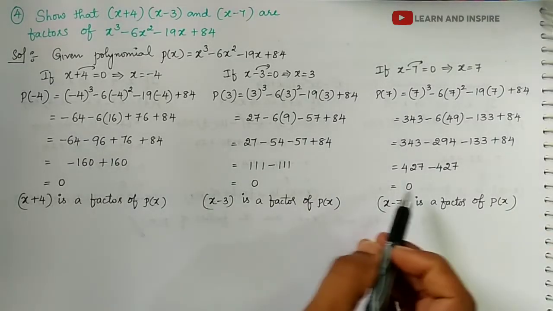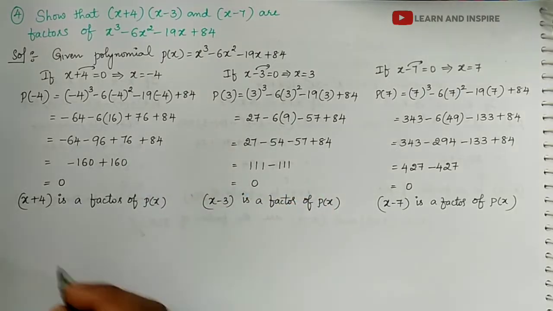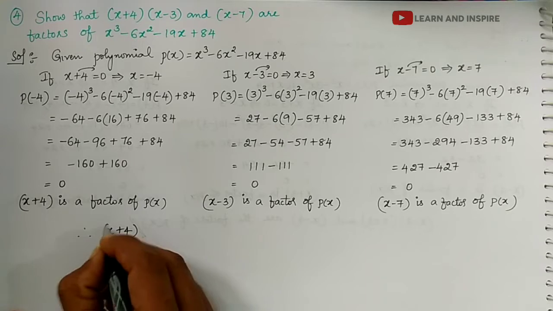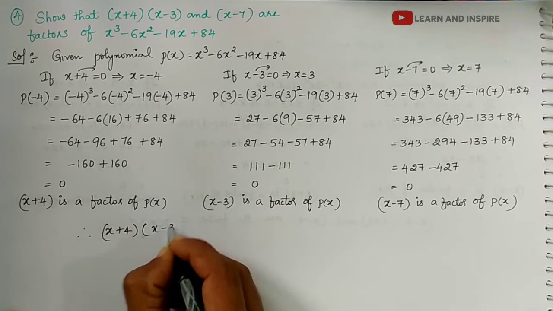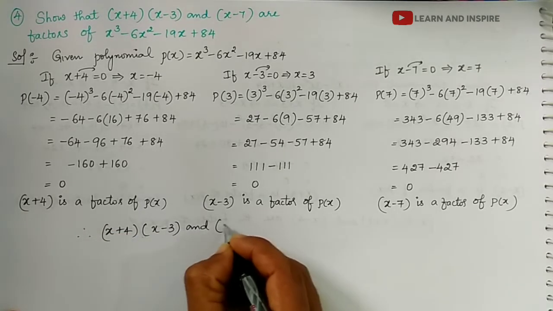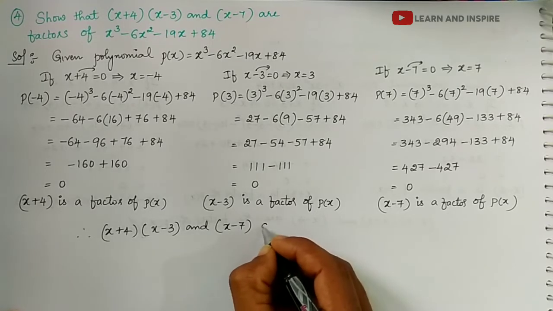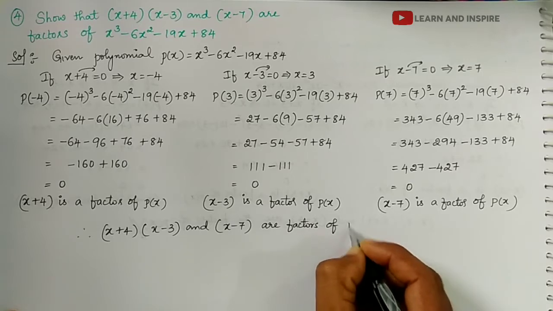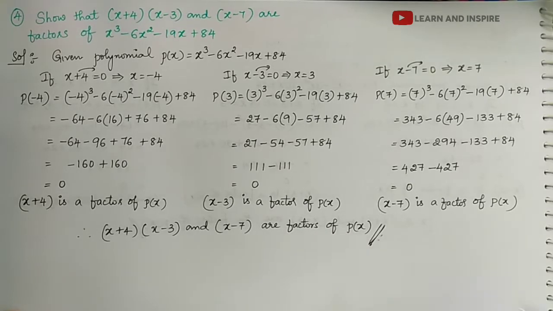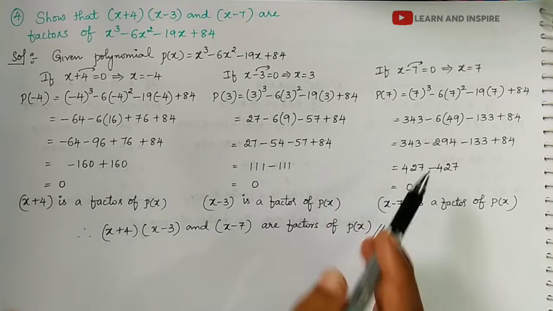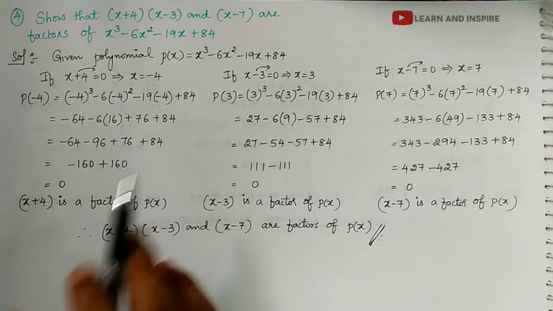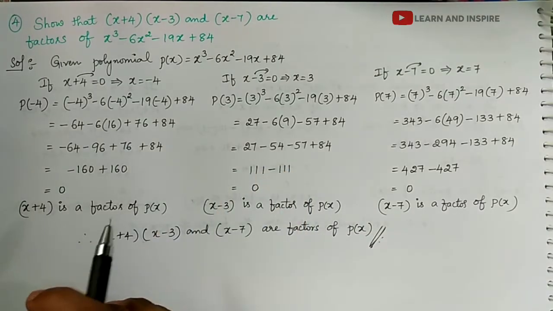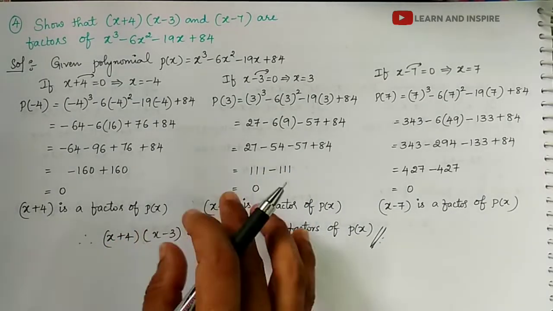So all the three are factors. So you can see all the remainders are equal to 0. So from this we can conclude x plus 4, x minus 3 and x minus 7 are factors of p of x. Okay, if the remainders are 0, then they are factors of a given polynomial. Understood? So this is question number 4, and next we'll move on to the fifth one.